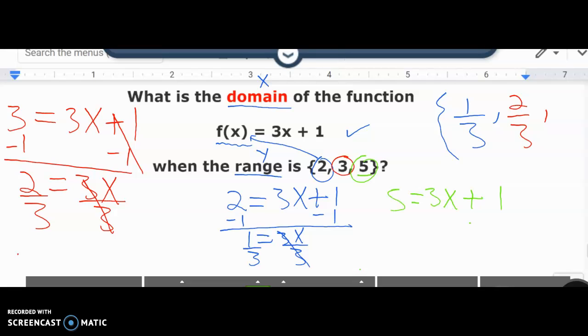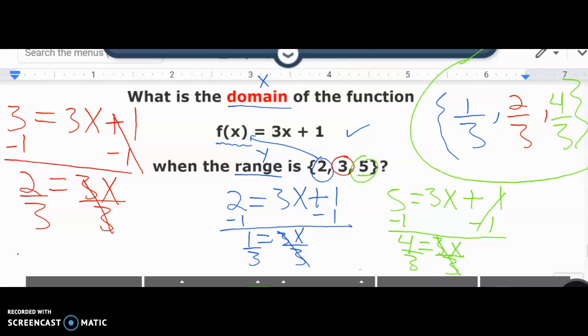Okay? Again, I do minus 1, bring down the 3x, 5 take away 1 is 4. 4 equals 3x, divide both sides by 3. 4/3 is my last answer. So 4/3. So if you do this in Schoology, this here will be your answer, okay?